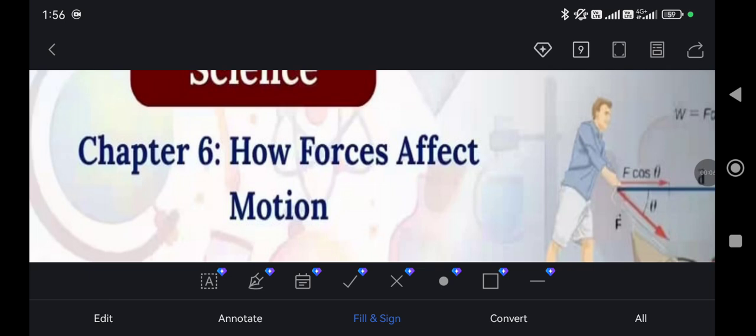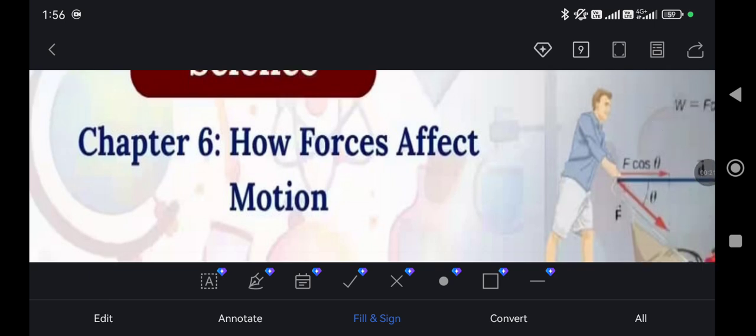Today we are going to start our chapter 6 in science, how forces affect motion. As you all have read about force, today we will discuss balanced and unbalanced force.